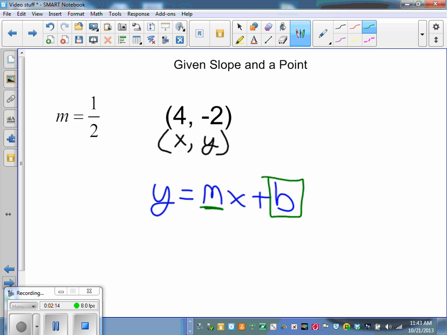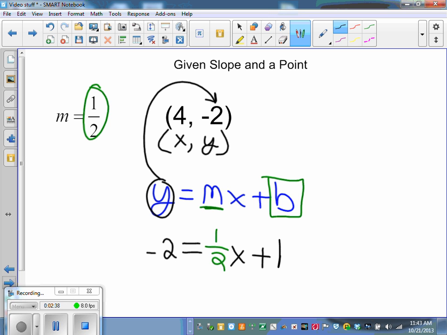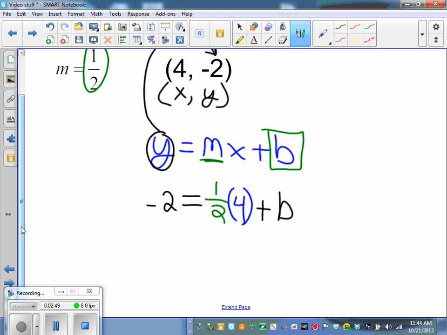The way that we are going to do that is we're going to plug in the m, the x, and the y. So here my y comes directly from my point. So my y is negative 2 equals. My slope in this case happens to be 1/2, and that comes from this guy. Then we have x, and we do not know what b is, but we know x. So we're going to cross out the x, and in this case, we are going to write a positive 4 in parentheses, because we're going to have to multiply. So here we have negative 2 equals 1/2 of 4 is 2 plus b.